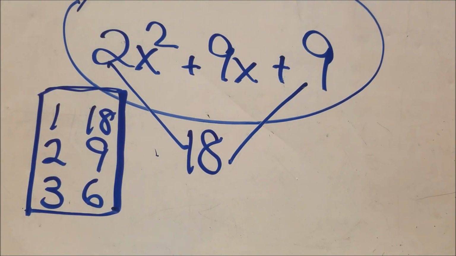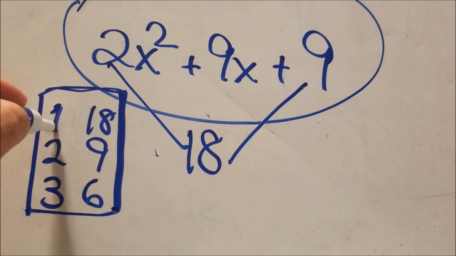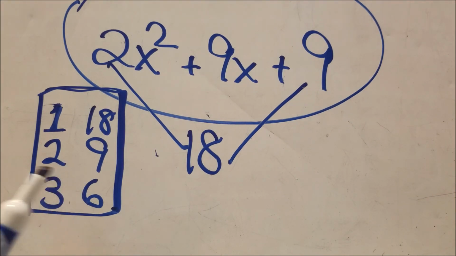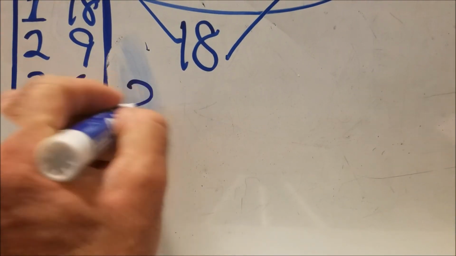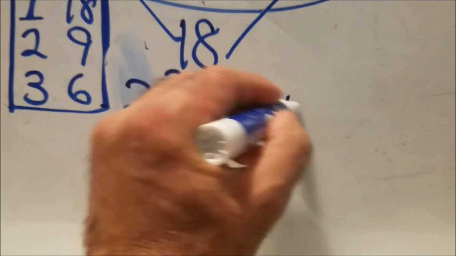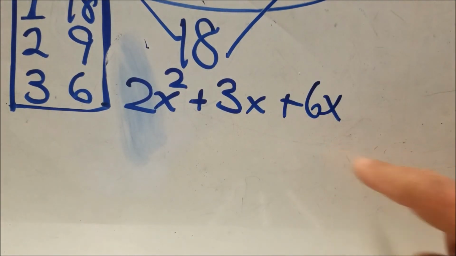And then we want to know what two factors, if we add them together, give us 9. Well, here it is, 6 and 3. They give us 9, right? So then we know that it should be 6 and 3 as the factors. So let's write it now. We'll have 2x squared plus 3x plus 6x, which gives us 9x, plus 9.